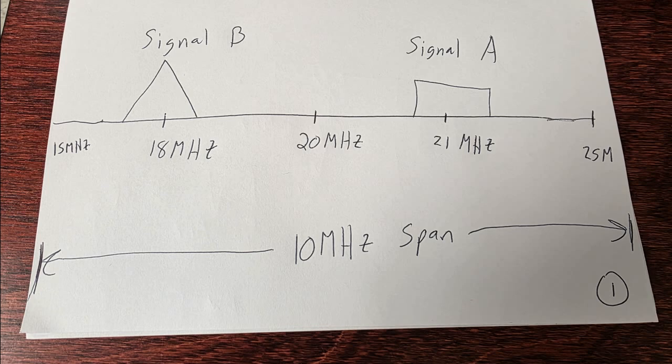Alright. So let's say we've got two signals, signal A and signal B. Signal A is at 21 megahertz, and signal B is at 18 megahertz. Now, these could be AM, FM signals, some digital signal, we don't care. We're just simply showing you two signals here, signal A and signal B. And we've got a 10 megahertz span centered around 20 megahertz. Hopefully that's real simple.